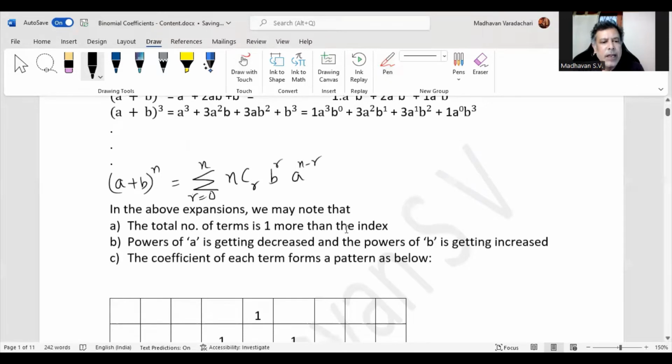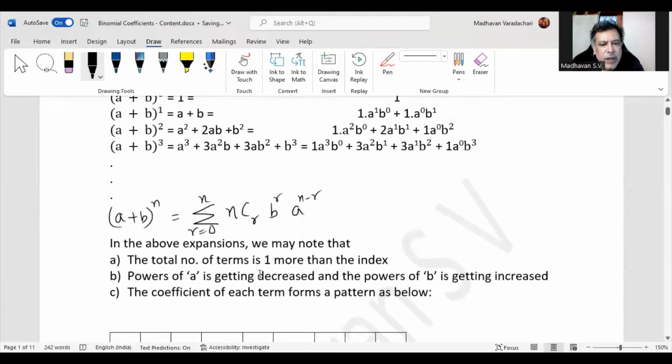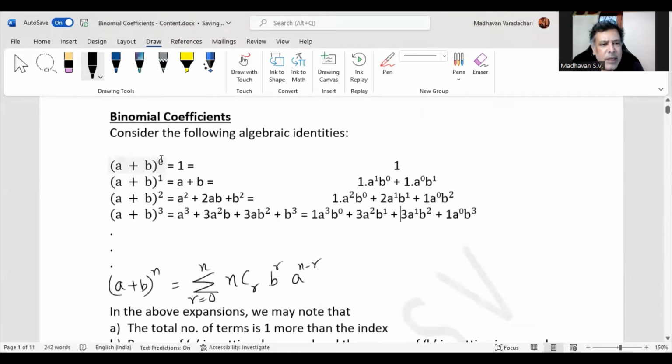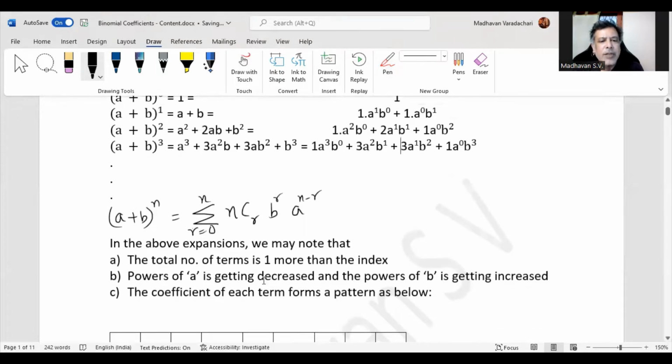What can we observe from these above expansions is that the number of terms is 1 more than the index. Index is nothing but the power. If the power is 0, the number of terms is 1. If the power is 1, there are 2 terms. If the power is 2, there are 3 terms. If the power is 3, there are 4 terms. Like that, the number of terms is 1 more than the index.